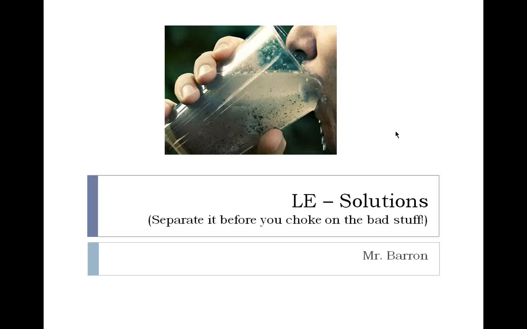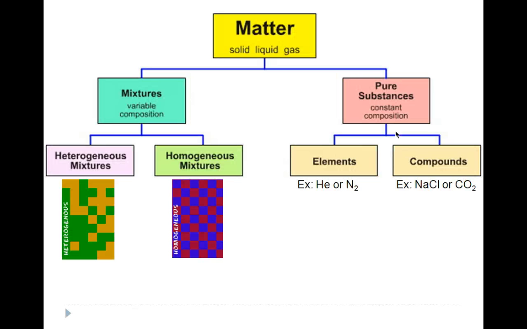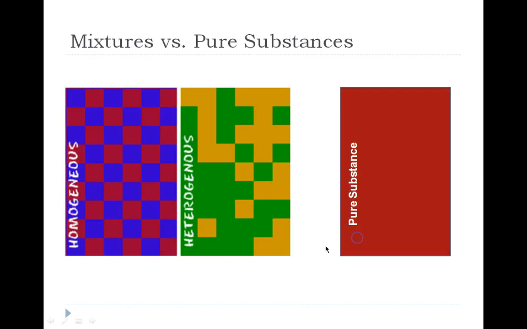All right, so what we're going to do is move ahead to the next slide where we talk about matter. So matter, we of course know, is solids, liquids, and gases. Well, matter can thus be divided into mixtures and pure substances. There are two types of mixtures, heterogeneous and homogeneous, and pure substances fall into elements or compounds.